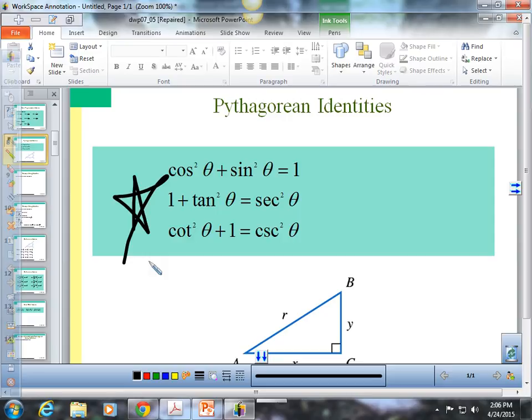If you don't want to know all 3 of these, you've got to memorize what? The first one. Cosine squared plus sine squared equals 1. Now, how did we get the other two? By dividing everything either by sine squared or cosine squared. Okay? So those are our Pythagorean identities.